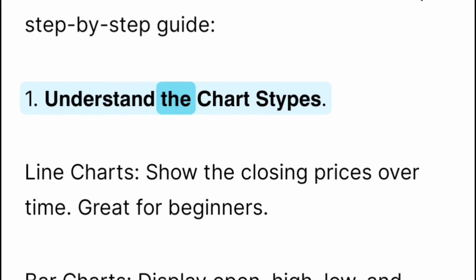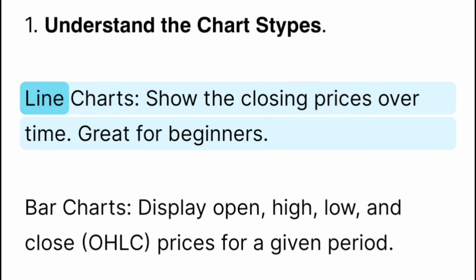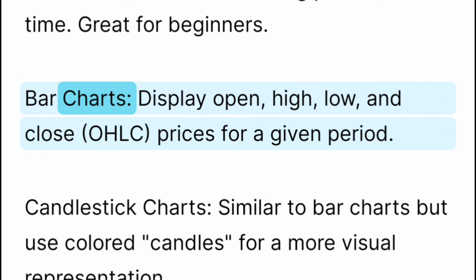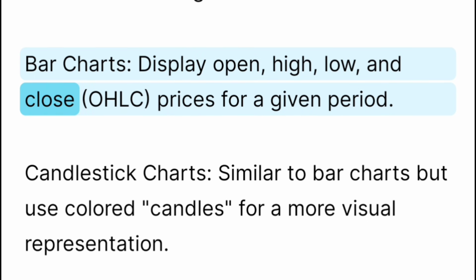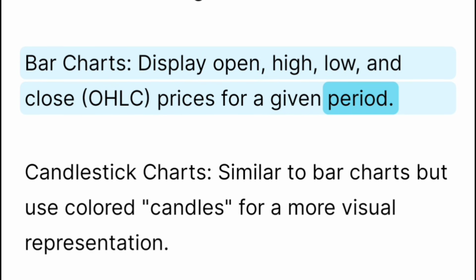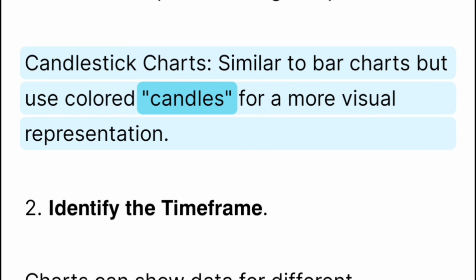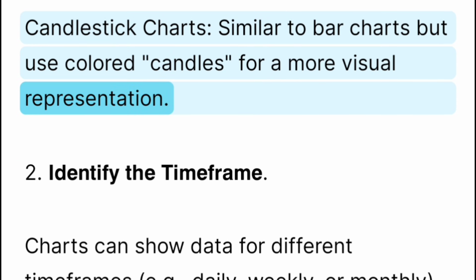1. Understand the chart types. Line charts show the closing prices over time, great for beginners. Bar charts display open, high, low, and close (OHLC) prices for a given period. Candlestick charts, similar to bar charts, but use colored candles for a more visual representation.